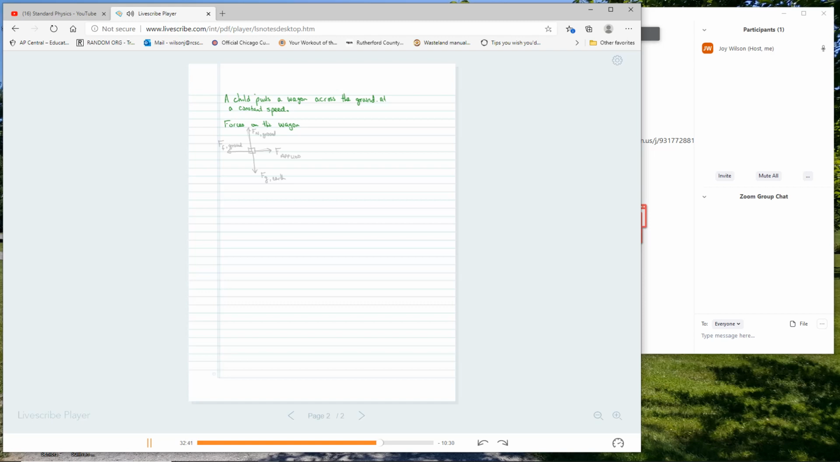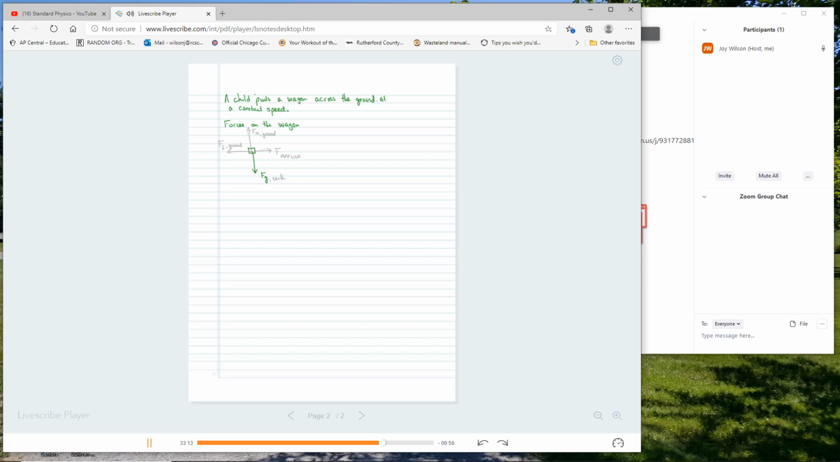So if we've got forces on the wagon right here, like I said, you can make this into a little block if it makes you feel better. What forces do we have on the wagon? Gravity, yes. So force due to gravity down, the weight of the wagon. The wagon has a weight. And also the kid pushing it forward.